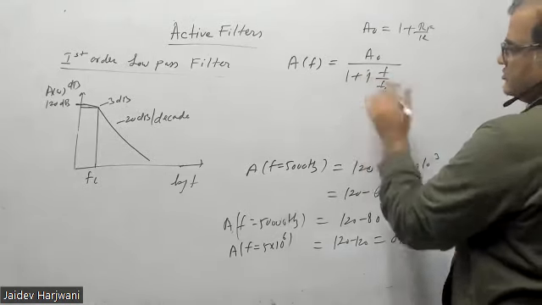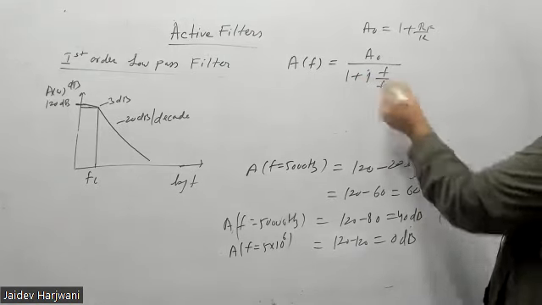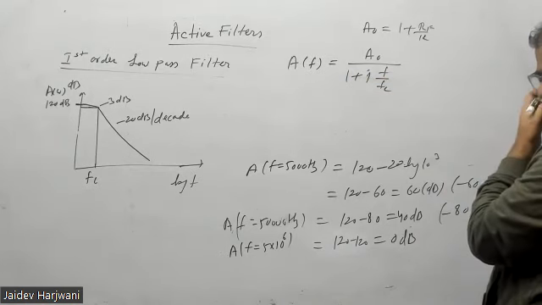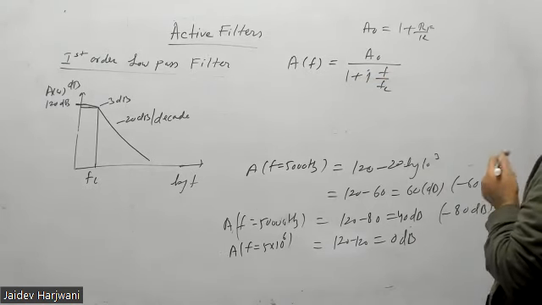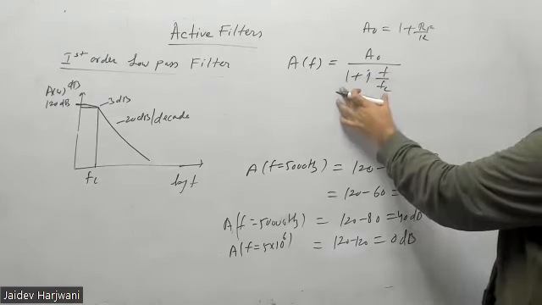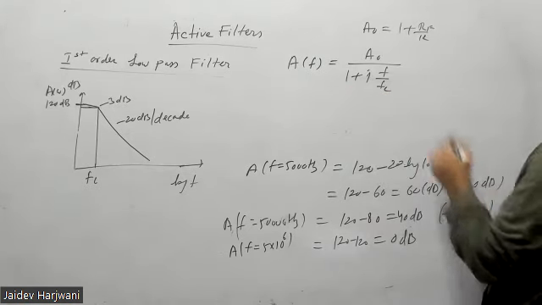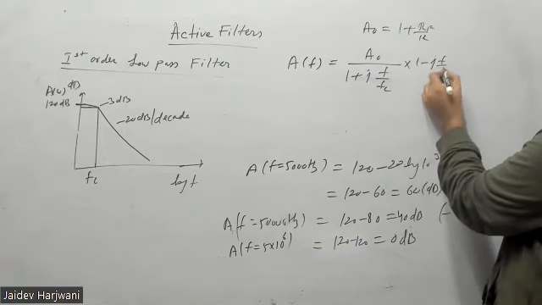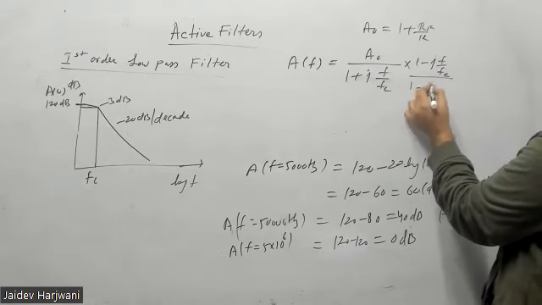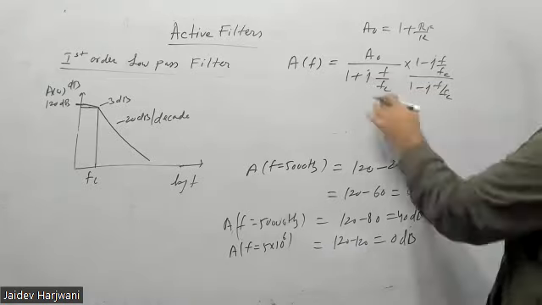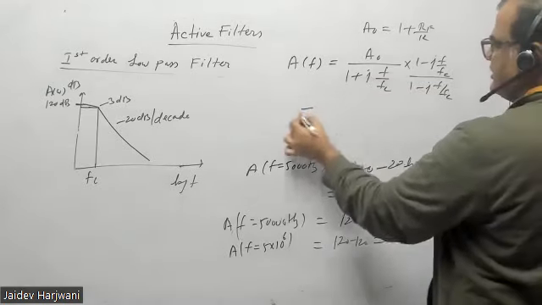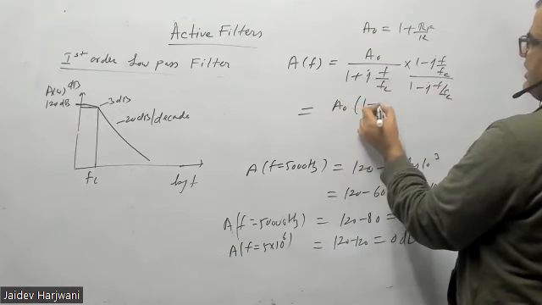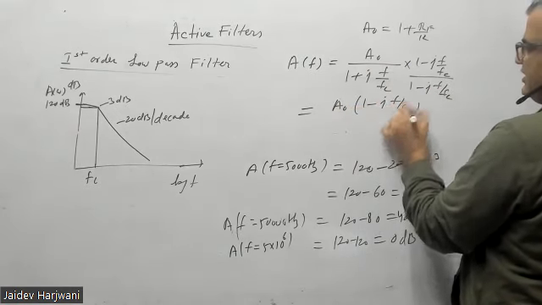Okay, now this is a complex quantity, but it also has a phase. What will its phase be? Tell me. What is the phase of this number? It is a complex number, right? Yes, the phase. Its phase will be pi by 4. You can write it directly, but I am doing this for you. So this is only school stuff: A naught by 1 plus j f upon fc, multiplying by 1 minus j f by fc.